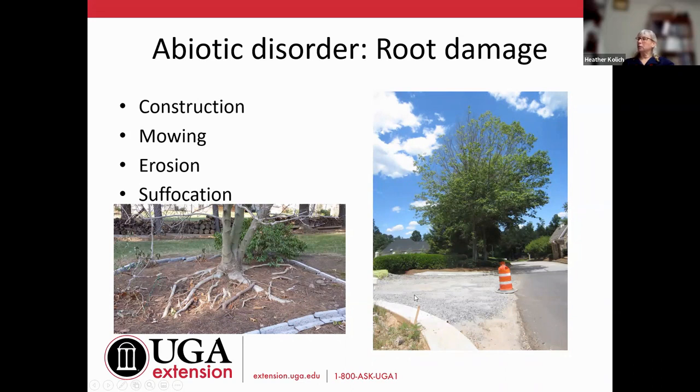Land disturbance. Here we've got some road expansion going on. So we've got some disturbance of the land in root zone areas. And you can see at the top of this bigger tree, we've got some defoliation going on. And that's one of the symptoms of root injury, root damage.